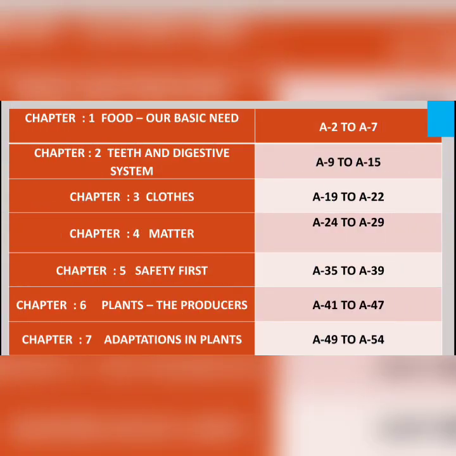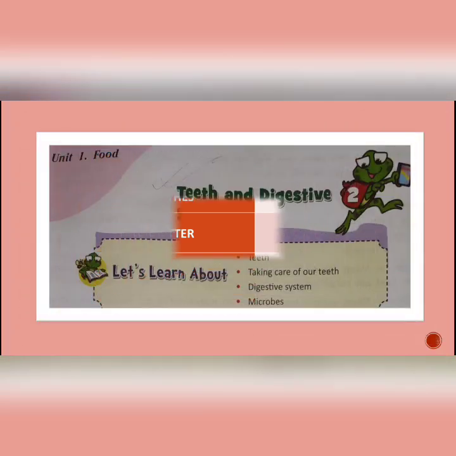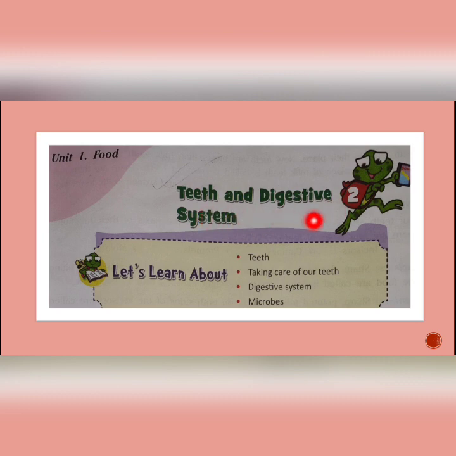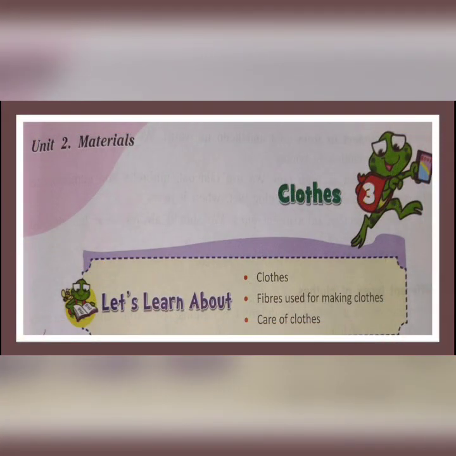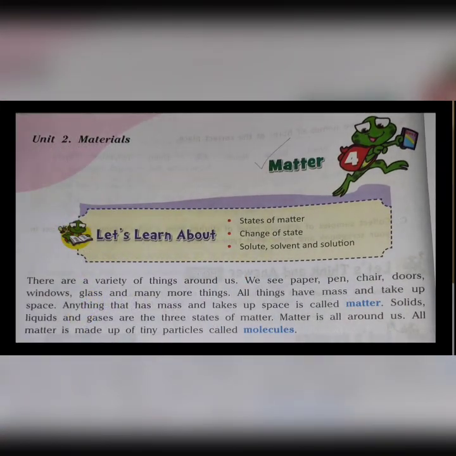To your science class. This is the syllabus of science for the midterm. The chapter numbers are mentioned here. In our previous class, we did point-wise revision of chapter 2, teeth and digestive system, and also chapter 3, clothes. The topics of these chapters which we discussed, only those are important for this term. Now today let us do revision of chapter 4 and chapter 5.